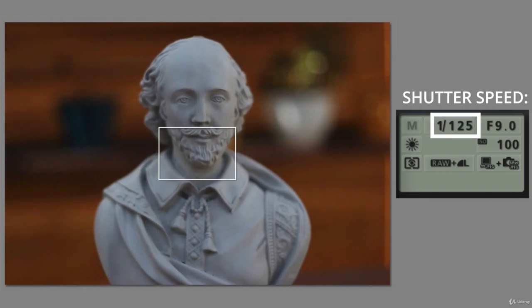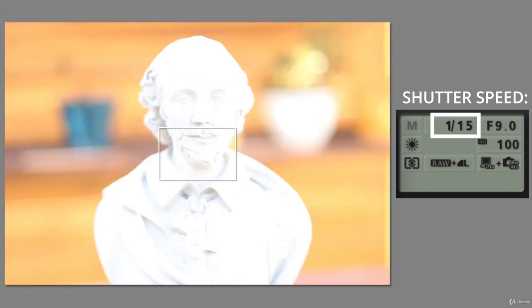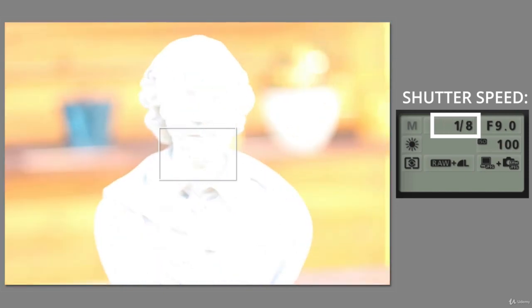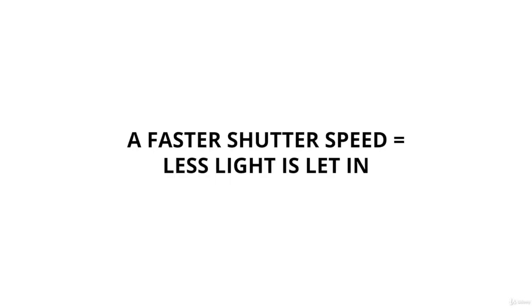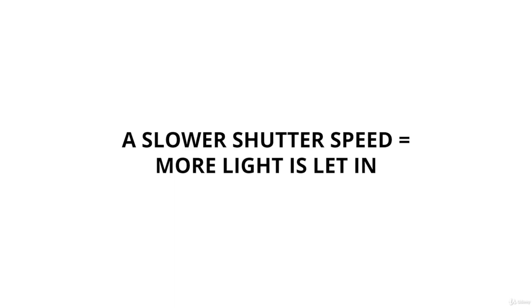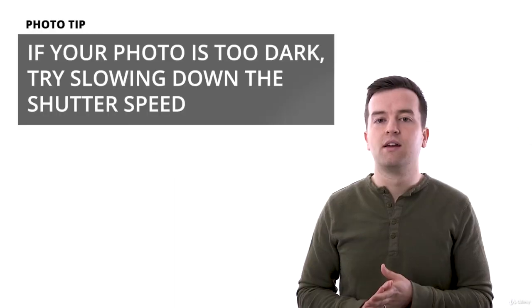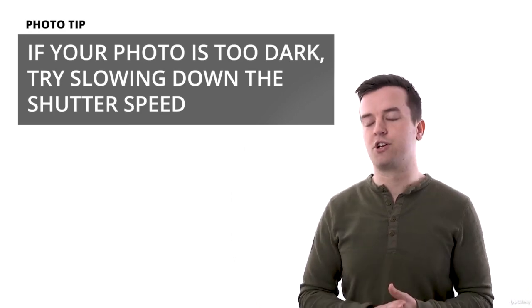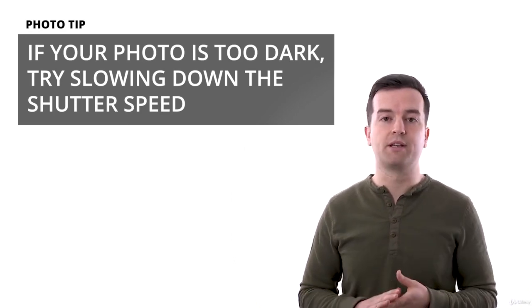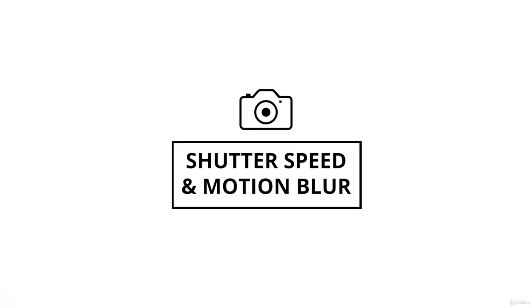Now if we go the opposite direction, 1/13th, 1/10th, 1/8th, this can go even longer to something like half a second or a full second. But when we do that, it gets really overexposed right now. So the takeaway is that a faster shutter speed lets in less light, and a slower shutter speed lets in more light. Therefore, if you're in a situation that is too dark, you can slow down your shutter speed to expose more properly.